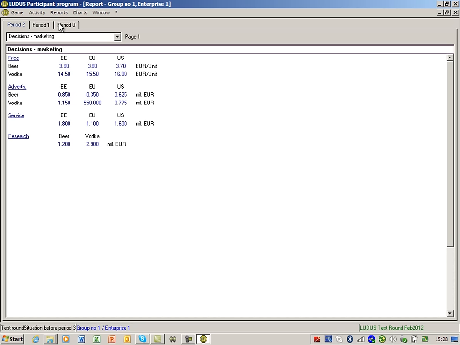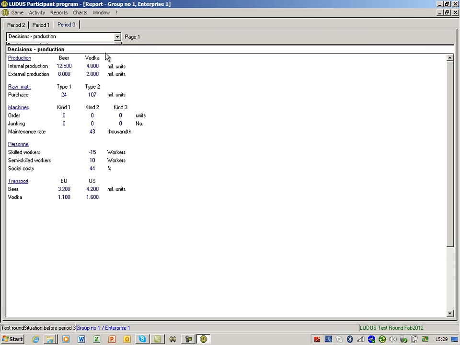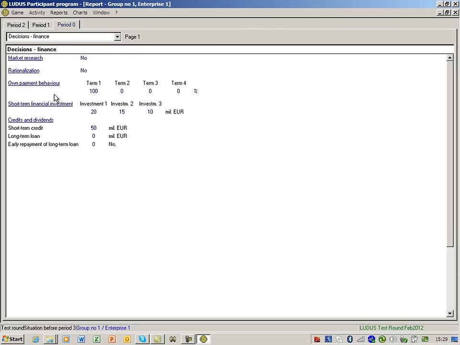Maybe we zoom into the basic report. This is the report where everybody is starting with. You see in this game we are playing in Estonia, in Europe and the US market. We have again two products, beer and vodka, and we saw in the marketing field the decisions are placed here on this first sheet telling us the starting price. We can also see in period zero with which decision we started, and we can also see the decisions in the financial field. So there was no marketing report ordered, no rationalization has been executed, and the short-term credit has been 50 million euros.